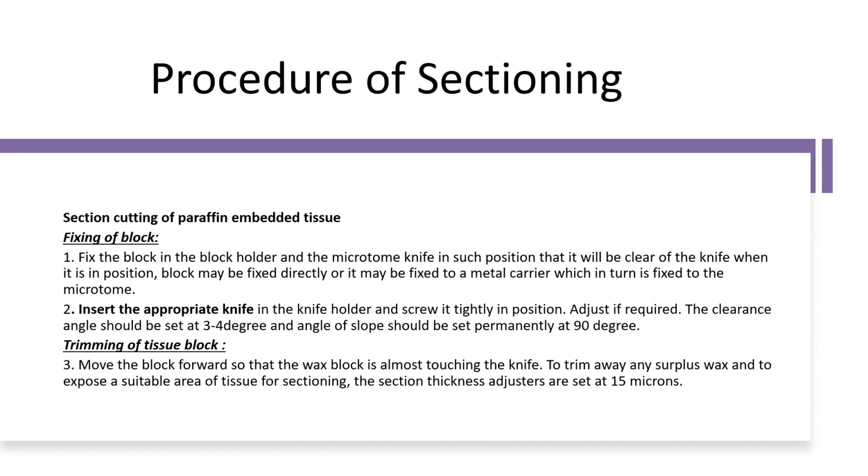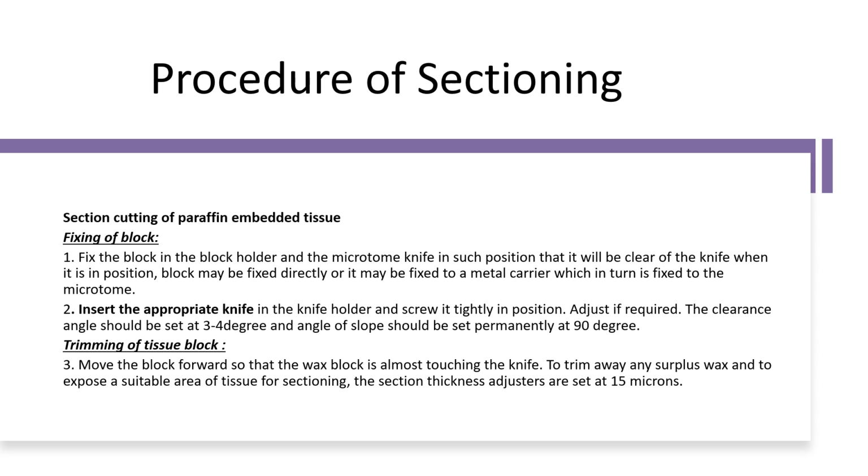Now we will discuss the procedure of sectioning. So first of all, we will fix the tissue block in the block holder of the microtome and then the knife in such a position that it will be clear of the block when it is in position. A block may be fixed directly or it may be fixed to a metal carrier which is in turn fixed to the microtome. Then we will insert the microtome knife and adjust it if required. The clearance angle should be set at 3 degrees and angle of slope should be set permanently at 90 degrees.